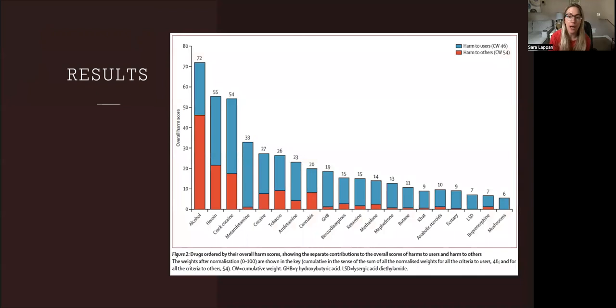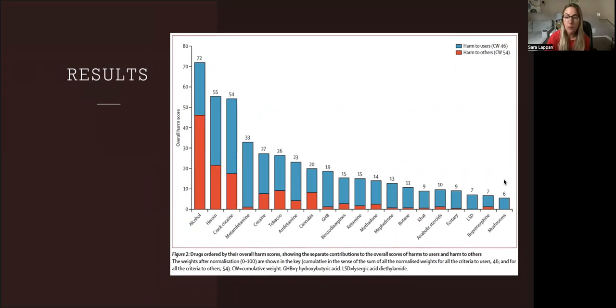So in the red is harm to others, which was weighted a little bit more heavily, just so everybody knows, than harm to users. So you can see here the weight. It's out of 100: harm to users, or harms to self, the person who uses, was weighted 46 out of 100, and harm to others is weighted 54 out of 100.